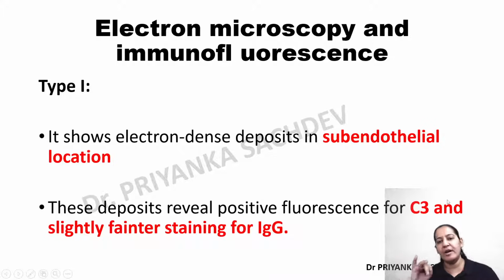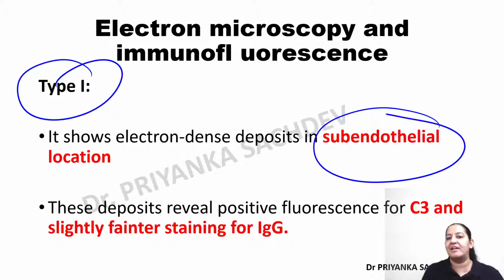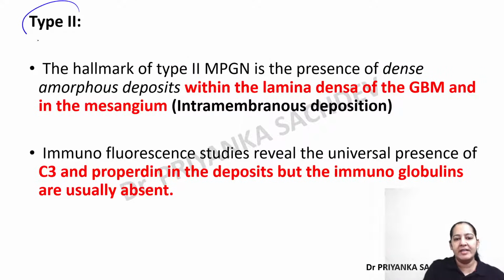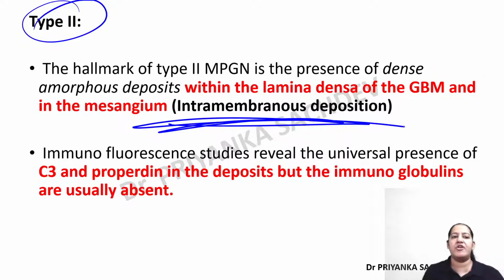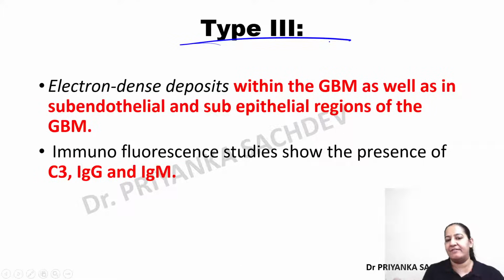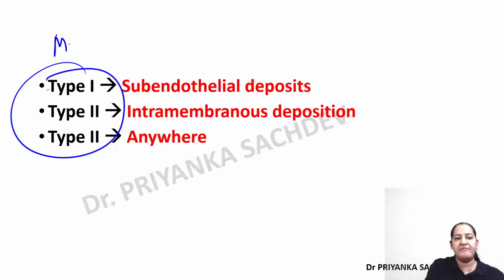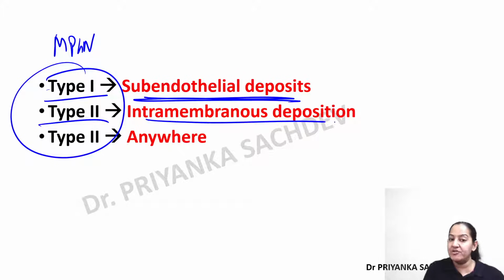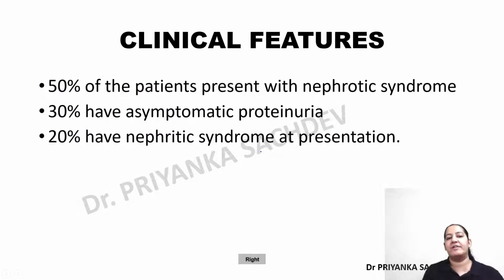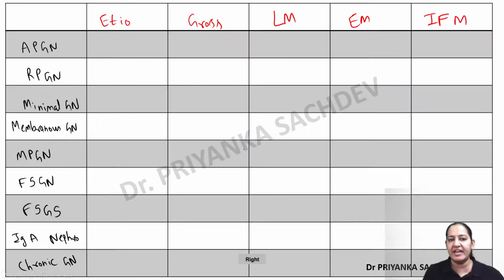Have you got it? Coming on electron microscopy, you have to learn the features. In type 1, it is subendothelial. First time we are saying subendothelial deposit. In type 1, it is subendothelial deposit. In type 2, it is intramembranous. And in type 3, it can be anywhere. There is no fixed location. Three types of MPGN: type 1, 2, 3. Type 1, subendothelial. Type 2, intramembranous. And type 3, anywhere. Have you got it? And it can present with nephritic as well as nephrotic syndrome.